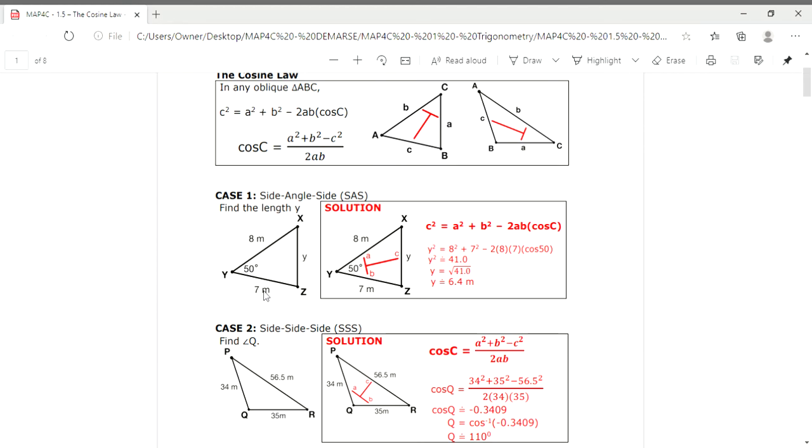Now, it actually doesn't matter what order you write them. If you want the 8 meters to be a squared or b squared, that won't make a difference. In this case, let's let z represent side length a. So a squared, let's input 8 meters squared. And b squared, the other side length, will be 7 meters squared. Minus 2 times a times b, minus 2 multiplied by 8 multiplied by 7, and then cos of the angle. In this case, that's angle y, which is 50 degrees, so cos of 50.